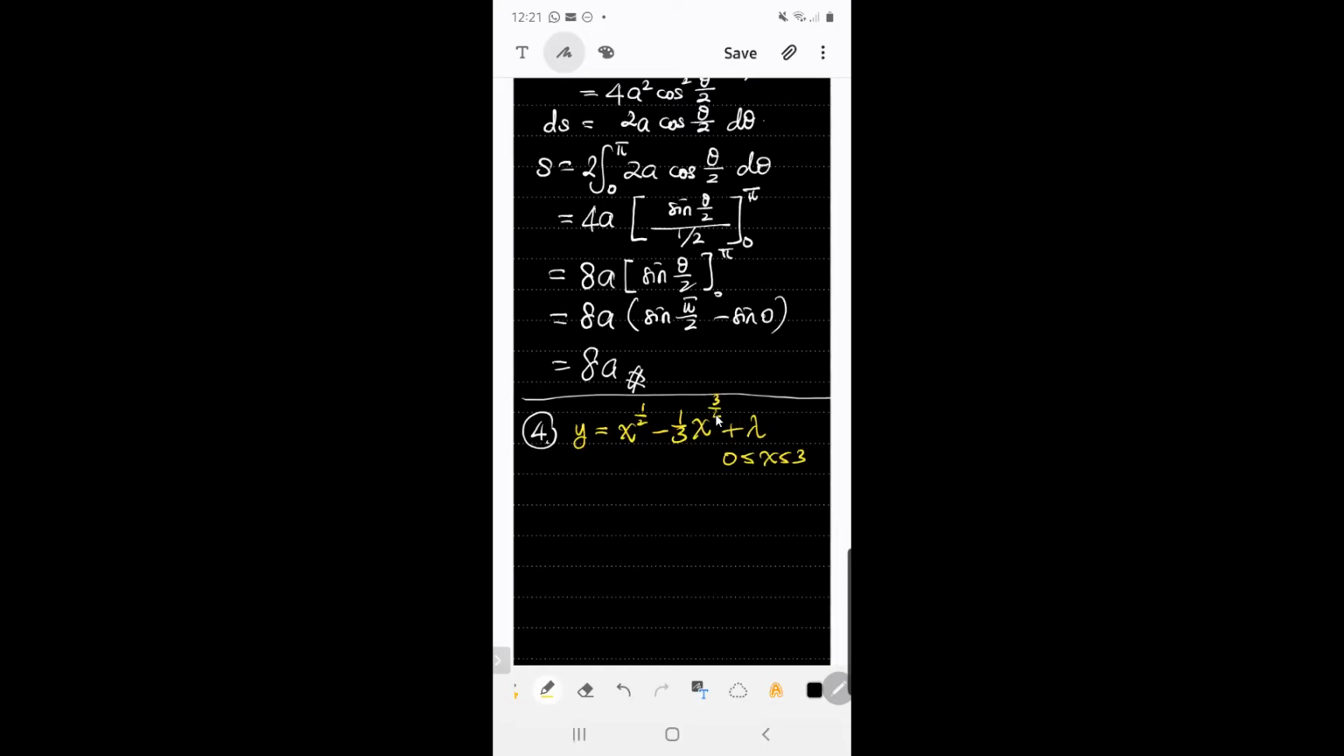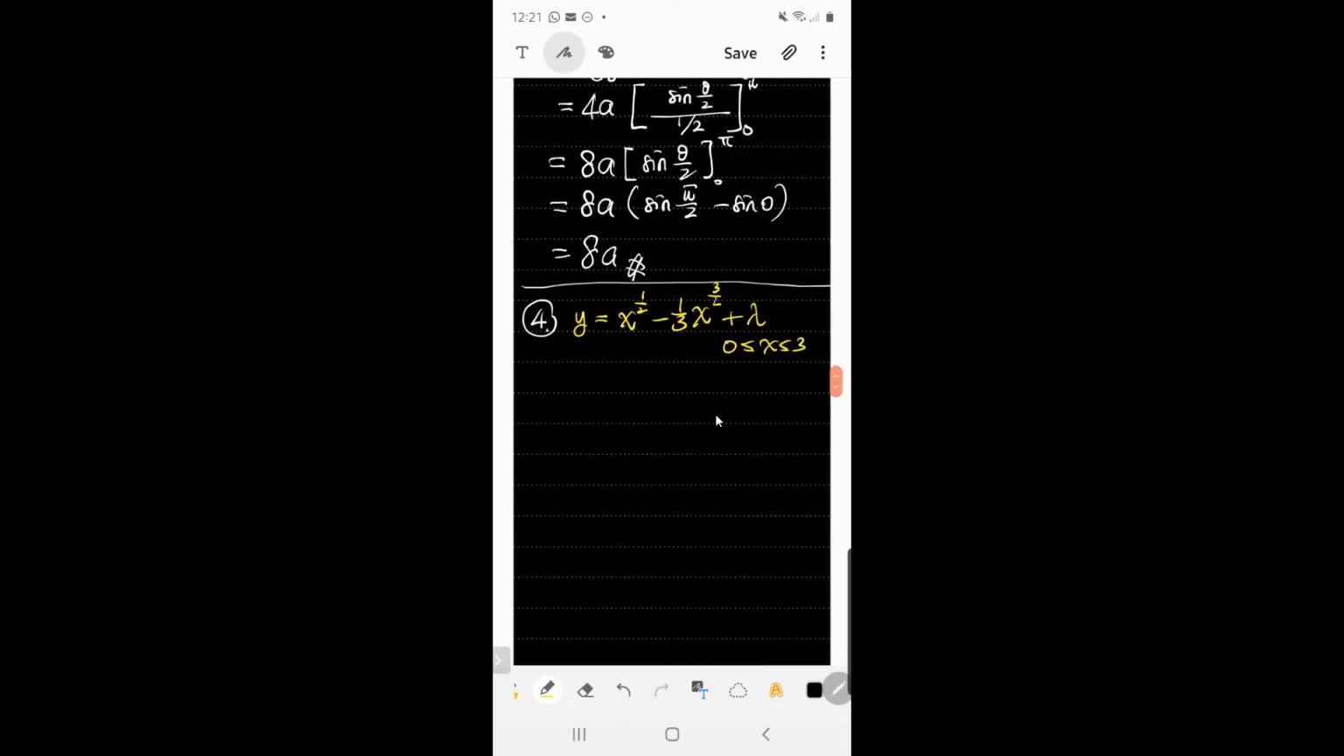The area of the surface generated when C is rotated through one revolution about the x-axis. Okay, so I want to find the S in terms of lambda. In this case, what you must do is get the dy/dx. Because you did it long ago, I don't think you remember the expression for ds. So I will re-derive the whole thing.